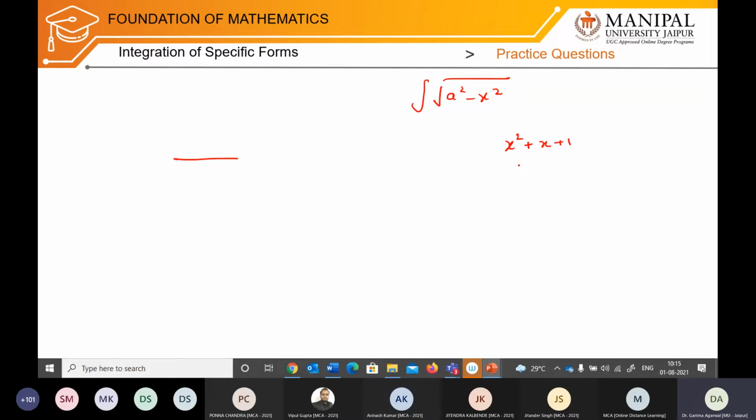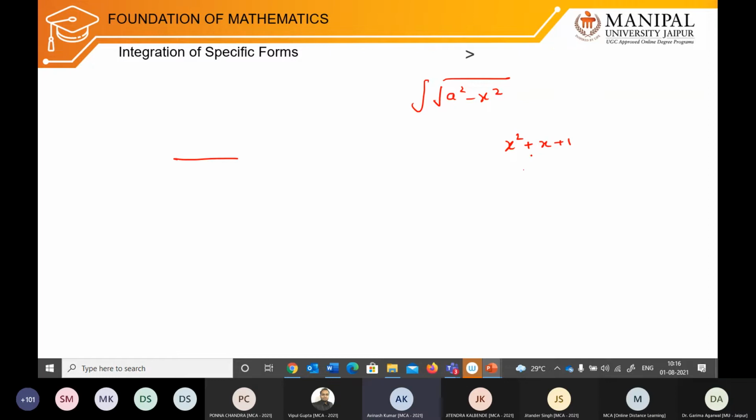So how can we convert this? This equation cannot be converted, let me check, just give me a minute. x square plus x plus 1. Any equation, I mean, not this equation specifically. Any equation, how do I convert it?